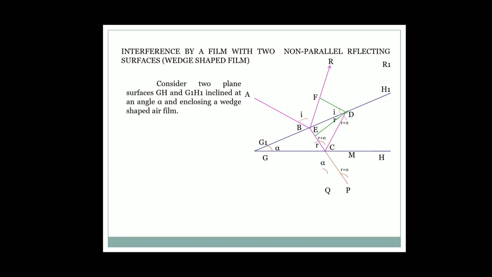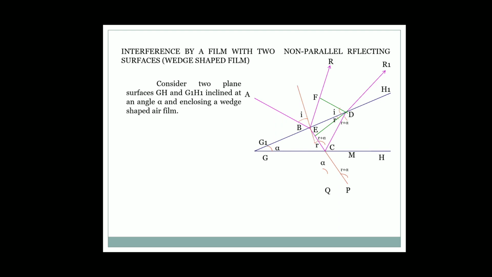This internally reflected ray CD is also again partially transmitted and partially reflected. This partially reflected ray passes along the direction DR1, where BR and DR1, two rays, came from the same source and travel different distances. So there may be a chance to get an interference pattern.